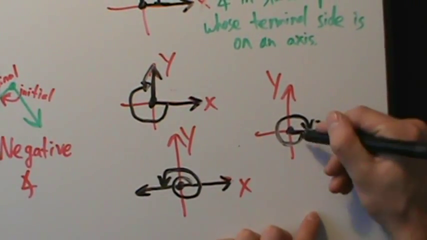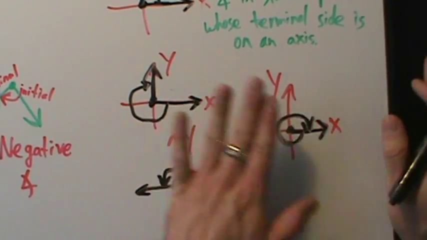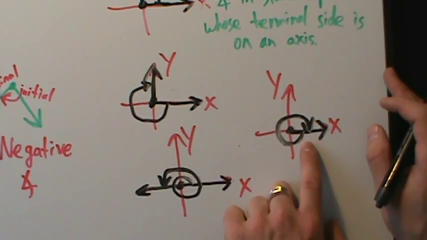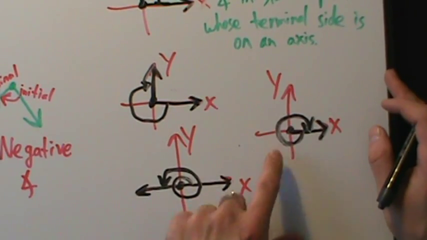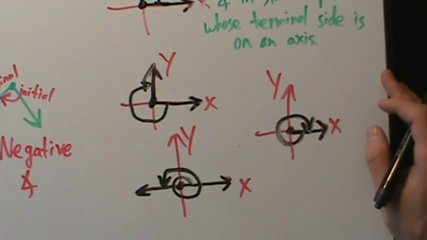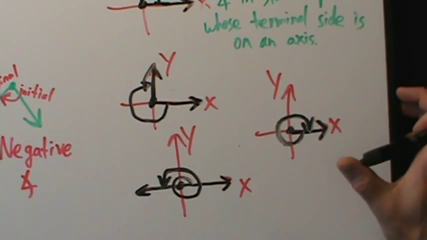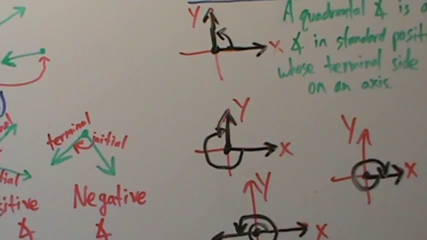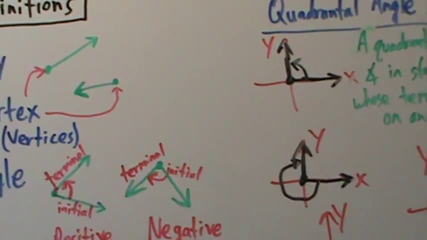Likewise, over here, even though the terminal side and initial side are the same thing, that's totally fine. This is a quadrantal angle because, first of all, it's in standard position, since the initial side is the positive x-axis and the vertex is at the origin, and the terminal side is on an axis, in this case the positive x-axis. So that could happen. All right, so that's it for the basic definitions here. More definitions, and we'll talk about measurements of angles like degrees and radians in the next video.